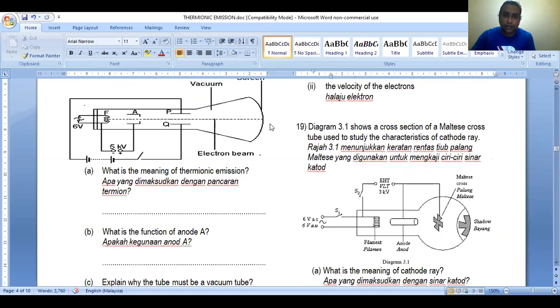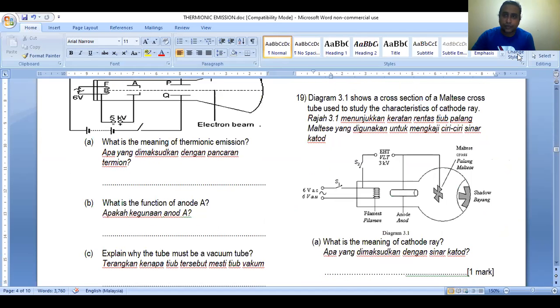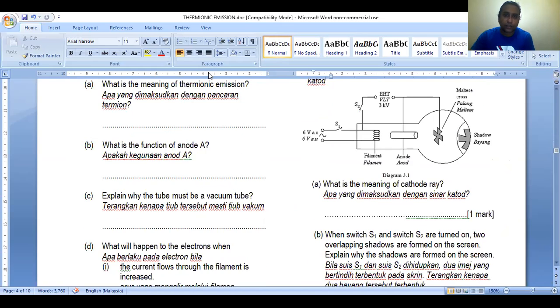Okay, next we look at number 19. Diagram 3.1 shows a cross section of a multi-source tube to study the characteristics of cathode ray. So what is the meaning of cathode ray? Cathode ray is a beam of electrons.